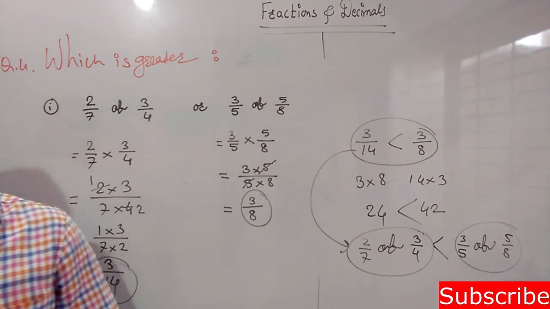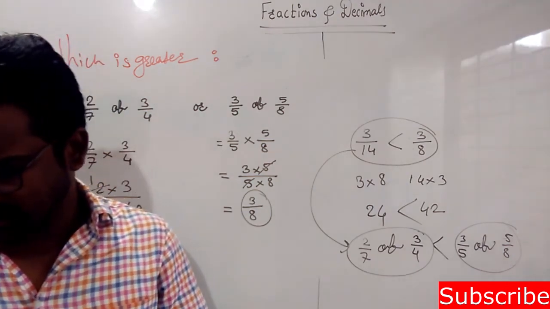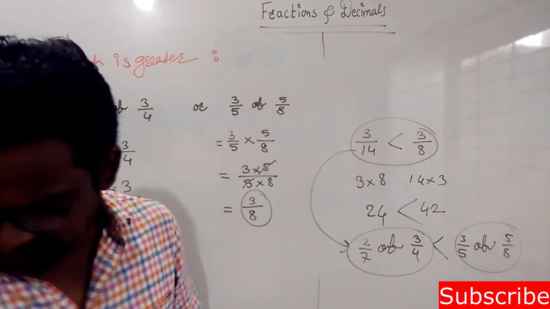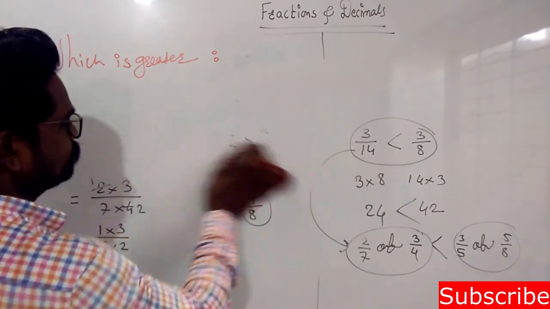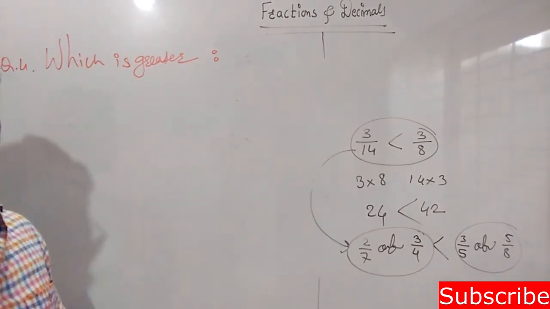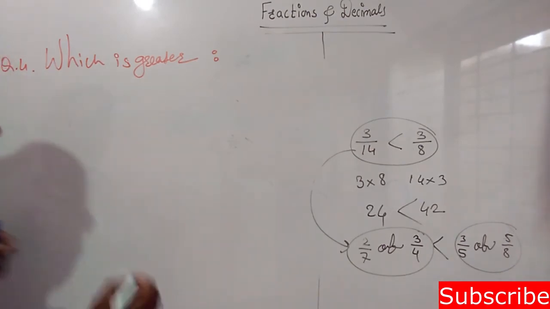Okay, fine, no problem. In that way you can solve the second one. Second question is there, so you can solve it. Now what is that second question? Second question is this one. I'll give a short solution in a very shortcut way. 1 by 2 of 6 by 7.